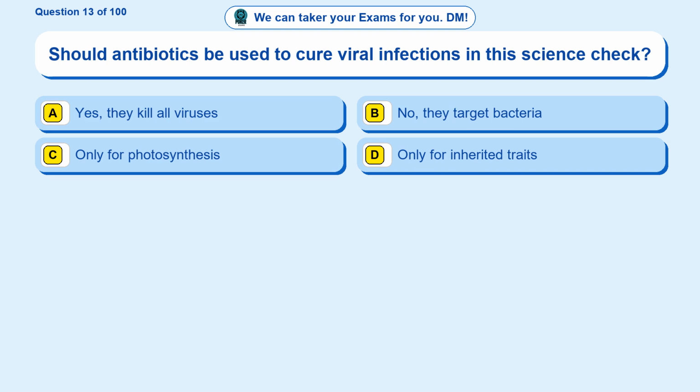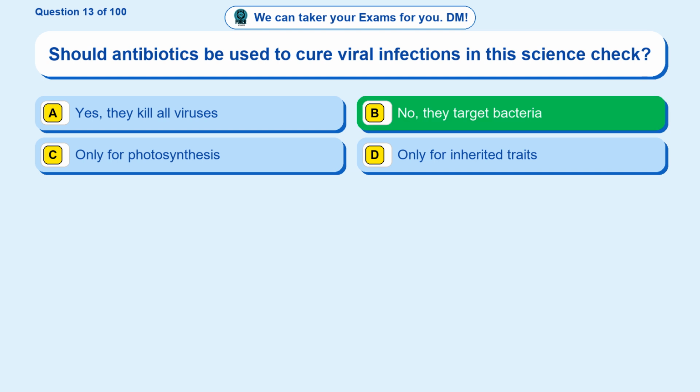Question 13. Should antibiotics be used to cure viral infections in this science check? Option A. Yes, they kill all viruses. Option B. No, they target bacteria. Option C. Only for photosynthesis. Option D. Only for inherited traits.